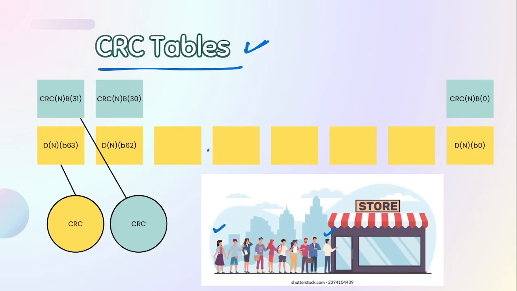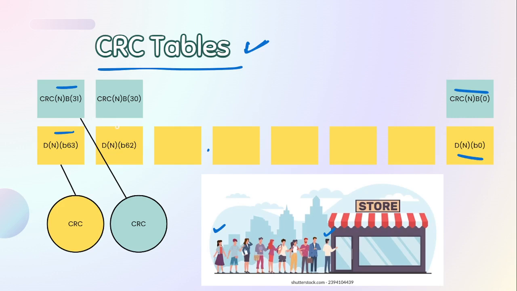So I'm going to show you what the CRC looks like. So there are two separate things. There is the CRC bits 31 down to 0, and then there is data bits, and data could be any number of bits. In this case, I'm showing 63 down to 0. So there is data bits and the CRC bits.